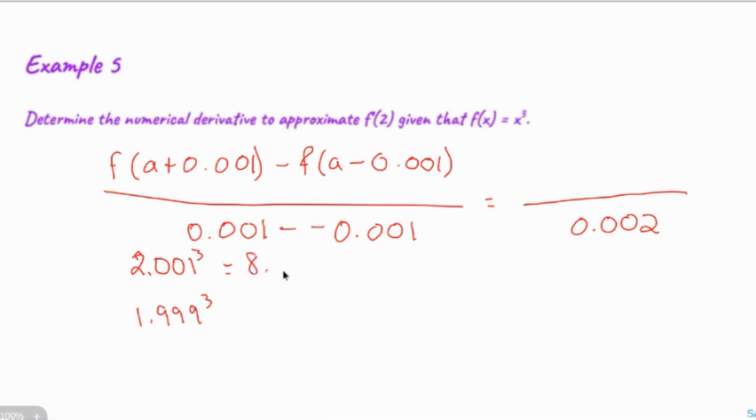We'll go to 3 decimal places, 8.012, and then 1.999 cubed is 7.988. So we'll subtract those two. 8.012 minus 7.988. We get 0.024, and then we'll divide by 0.002, and we get 12.